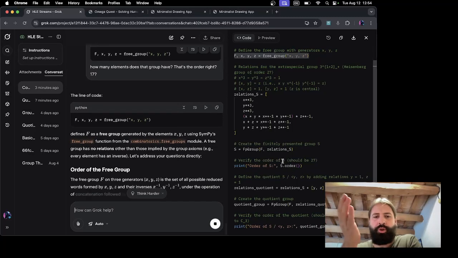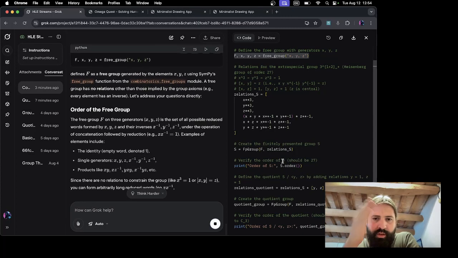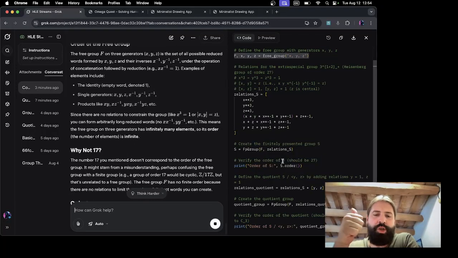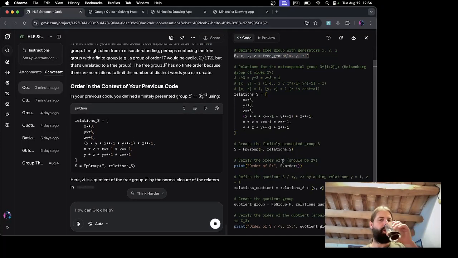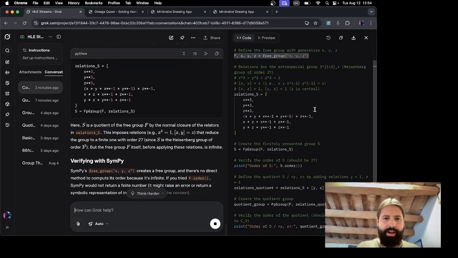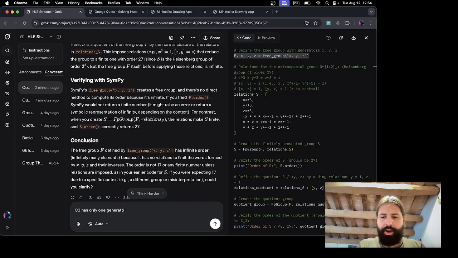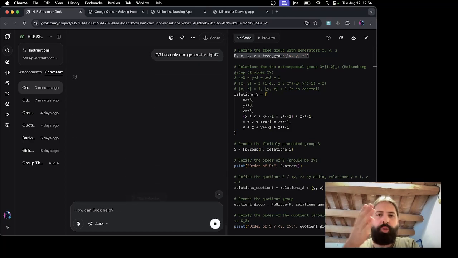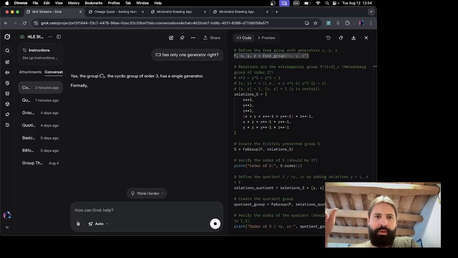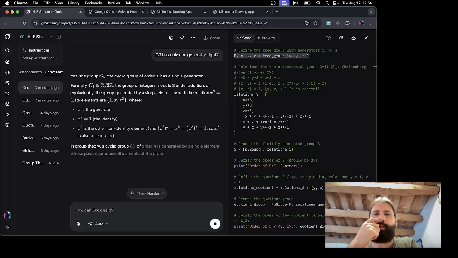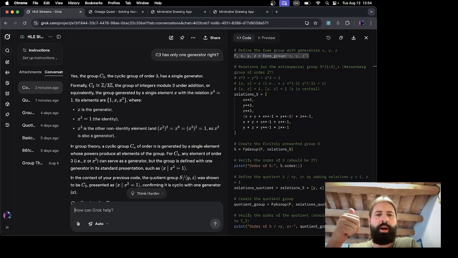And what you're doing with the quotient of C3, because C3 actually just has one generator. That's true. It's 27, and C3 has only one generator, right? But we're doing this twice because we're doing C3 times C3. So we're doing the quotient, applying it twice. So it has only one generator.